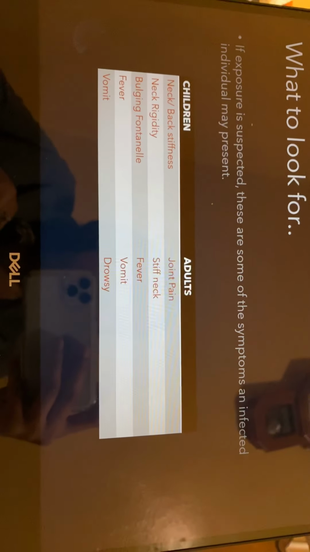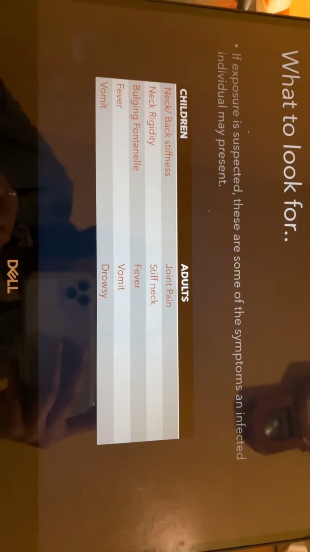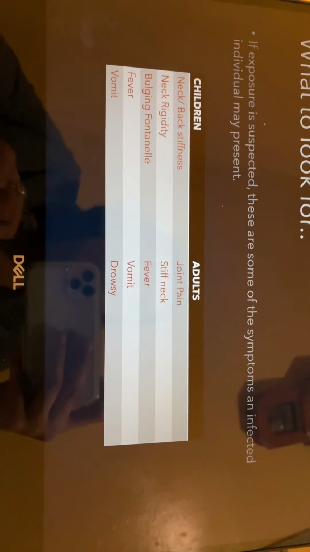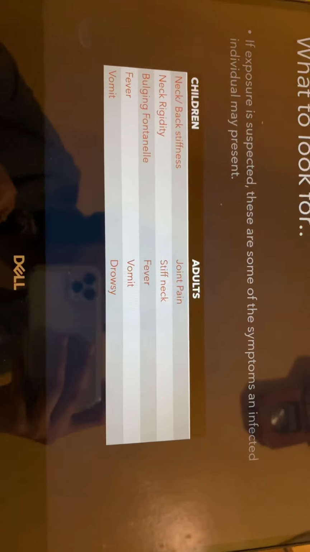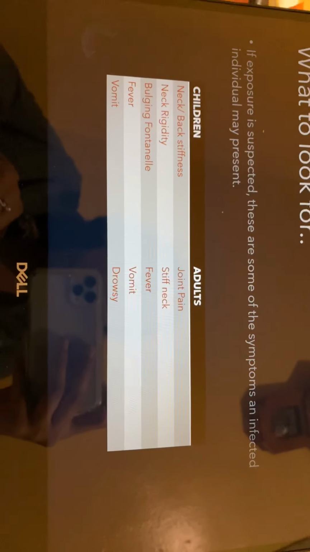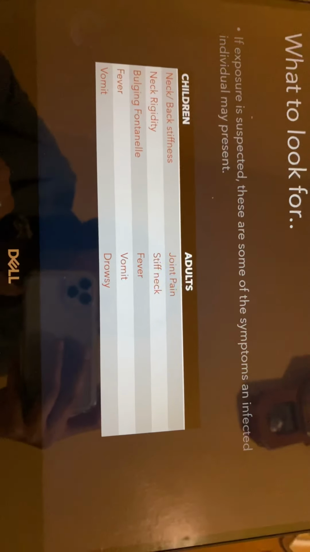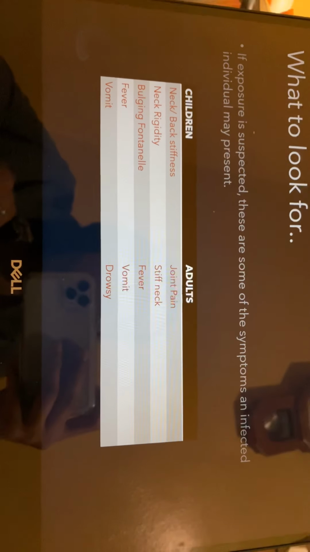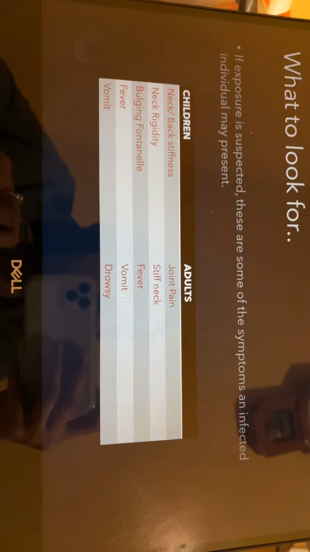So if exposure is suspected, here are signs to look for. In children, it is usually neck and back stiffness, neck rigidity, bulging fontanelle, fever, and vomiting. In adults, it's joint pain, stiff neck, fever, vomiting, and drowsiness.